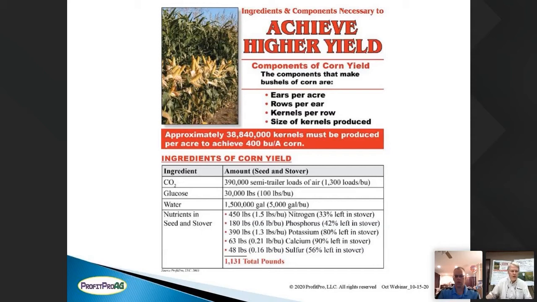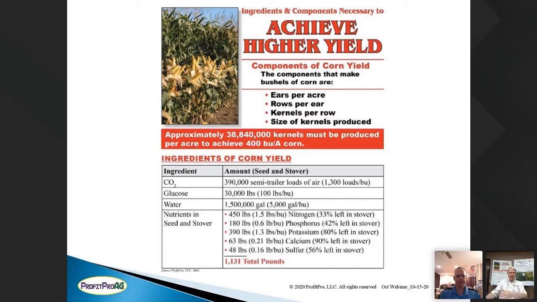Look at the amount of nutrients that's left in the residue: 33% of the nitrogen, 42% of the phosphorus, 80% of the potassium, 90% of the calcium, and 56% of the sulfur. So let me ask you this question. If you've got residue laying on your soil surface that's been there for 2 or 3 years, and all that nutrient laying there, are you utilizing that? Are you capitalizing on that? No, you're not. You've got a resource there that's unbelievable.